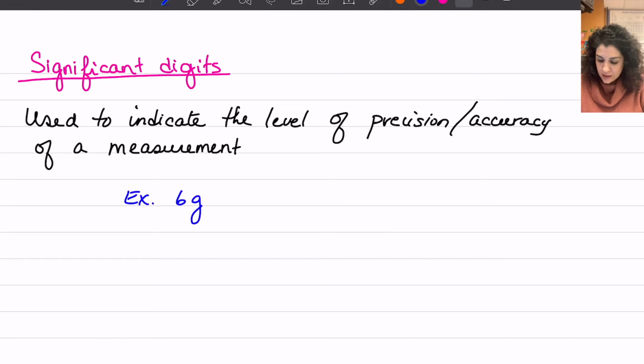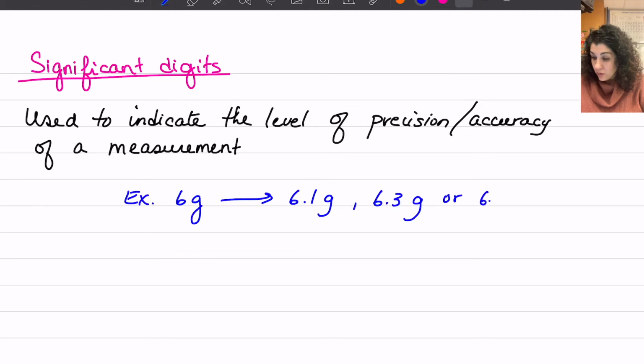So if I just said 6 grams, you could get 6.1 grams, you could take 6.3 grams, or even 6.5 grams. We'll go almost halfway to 7 grams, and it would still be acceptable because I asked for 6 grams. I wasn't very specific. I wasn't very precise in the amount of salt that I asked you to get.